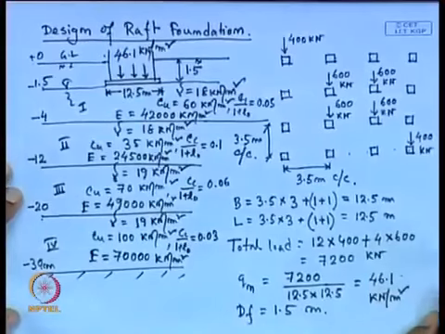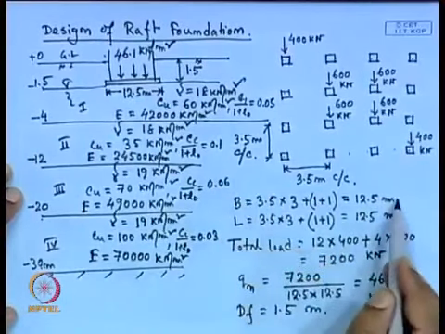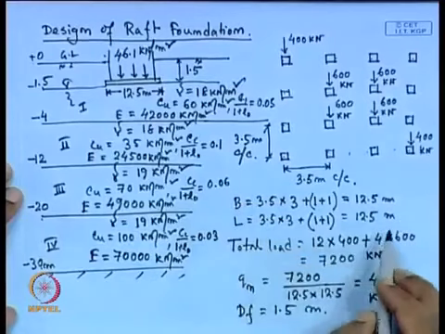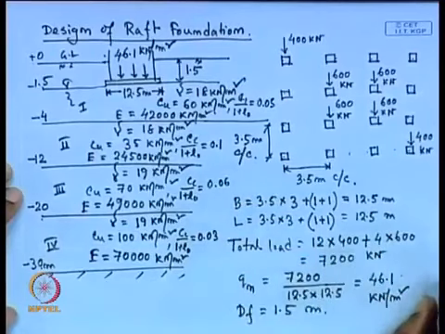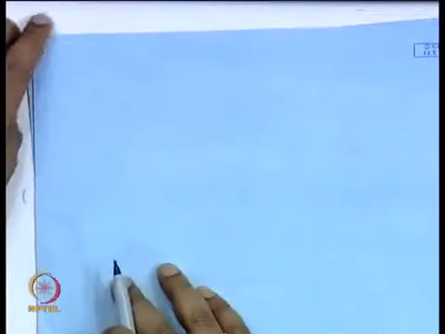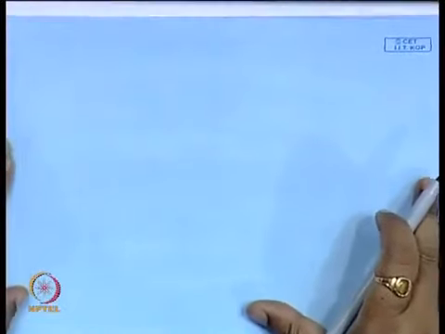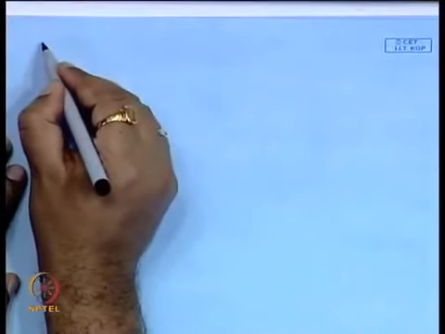Now, we have to check for the first trial whether the dimensions that I have chosen are correct or not. First, we will do the bearing capacity calculation, then we will go for the settlement calculation. So, the first calculation is the bearing capacity calculation.